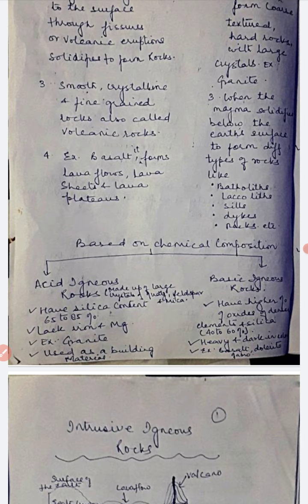Basic igneous rocks have a higher percentage of oxides and also the silica components. The silica component ranges from 40 to 60%, whereas in the acid igneous rocks, the silica content is from 65 to 80%. The basic igneous rocks are heavy and dark in color. Example is dolerite, basalt, etc.